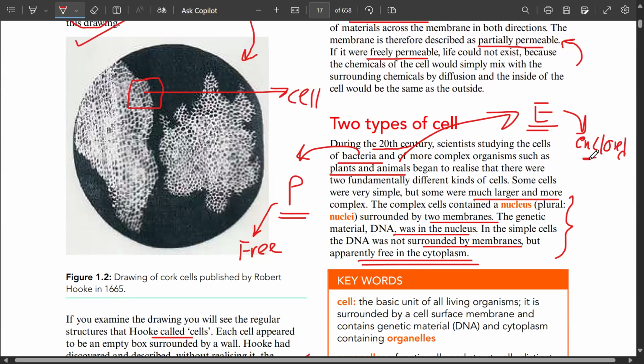What is DNA? It stores the genetic material. Genetic information about the species.